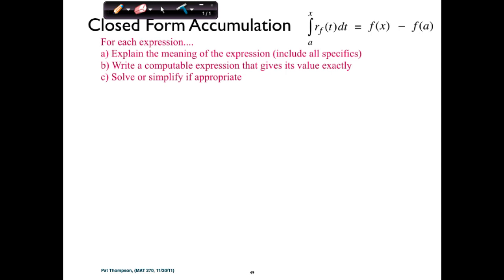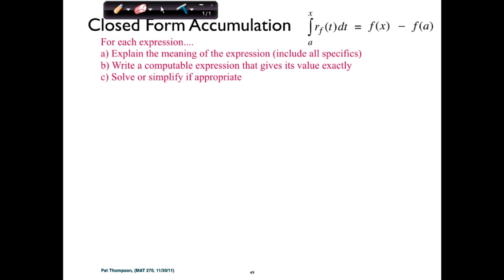So let's see how this works. We've got this closed form accumulation function, the integral from a to x of the rate equals f of x minus f of a. We know those are both expressing net accumulation. And so for each expression, I want you to explain the meaning of the expression. This is review from what we've been doing all semester.